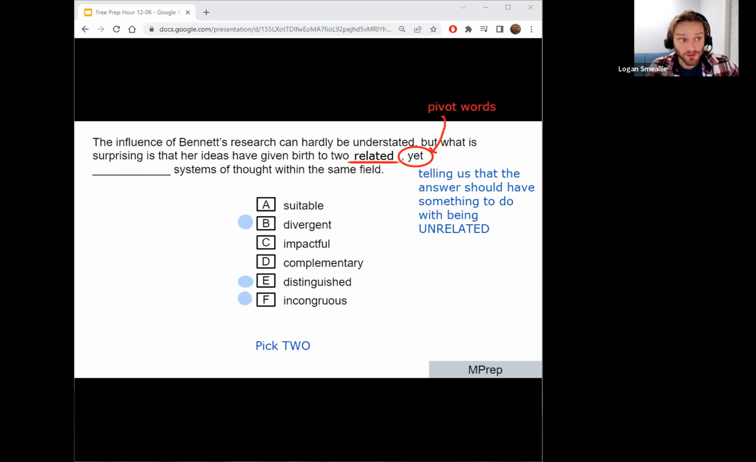Divergent definitely means unrelated. It means something like different. Distinguished could mean a couple different things. Someone who is distinguished could mean almost like a dignified person. But two things that are distinguished from each other could mean that they are set apart, that they're different as well. And then there's also incongruous, that again means something similar to different. But y'all liked divergent and incongruous the most. And so do I.